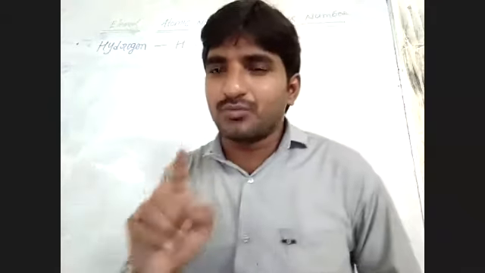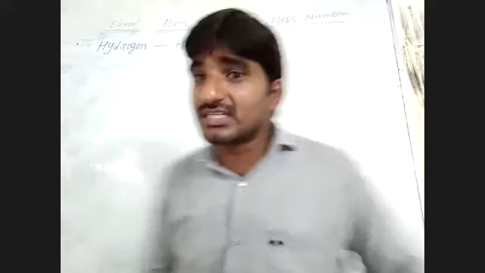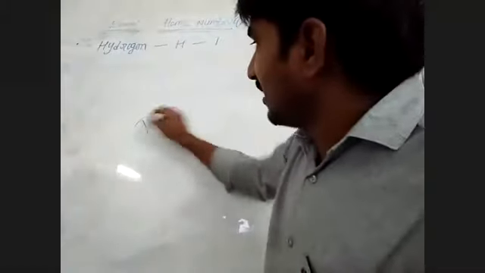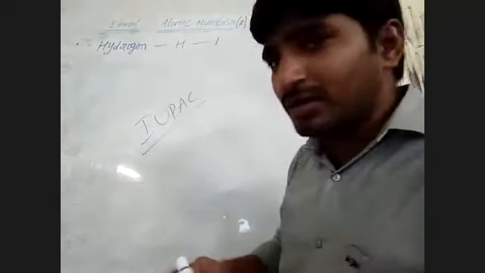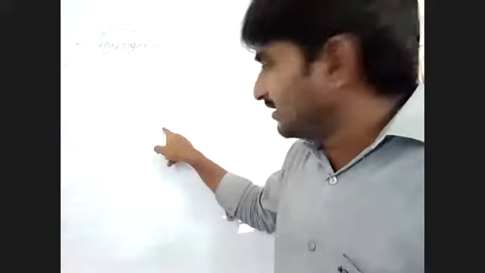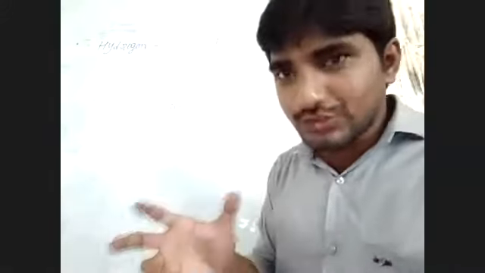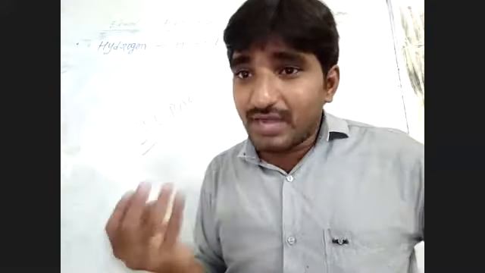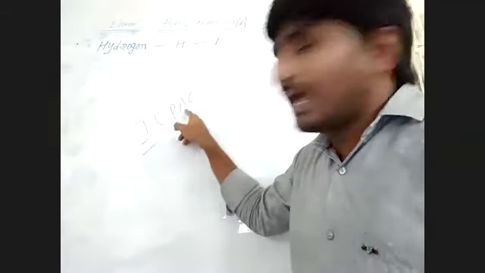Total how many elements are there right now? As per the 2019 calculation of the IUPAC institute, there are 118 elements. IUPAC is the International Union of Pure and Applied Chemistry. It is the chemistry institution that gives the names of elements and the names of compounds.